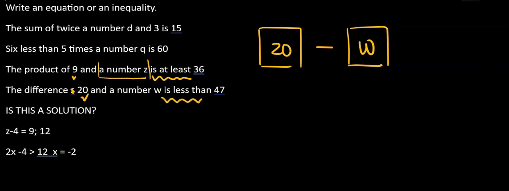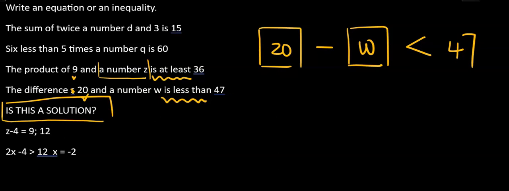And our keyword is less than. Is less than, not less than or equal to. So just this symbol, is less than 47. That's it. And next one, next practice.